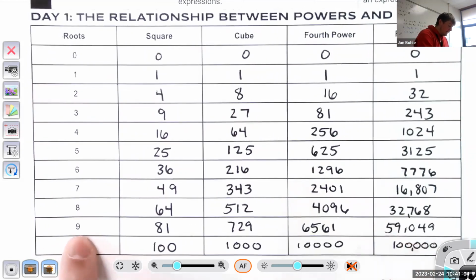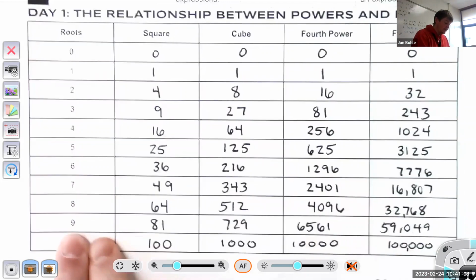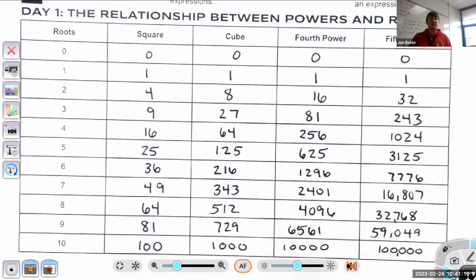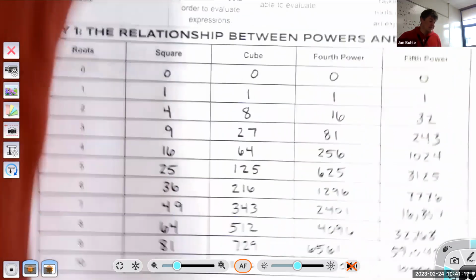9, because 9 times 9 times 9 times 9 times 9 is 59,000. So that's the direction you're going to use the chart. Does everybody understand that? Okay, now I gave everybody a much more extensive chart than this. It goes all the way to the 8th power.